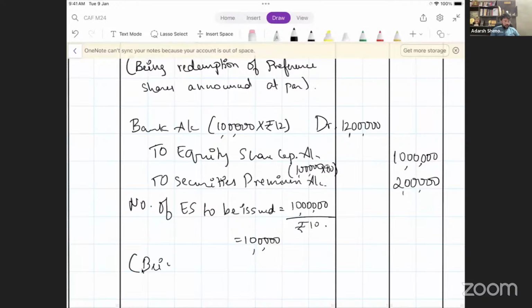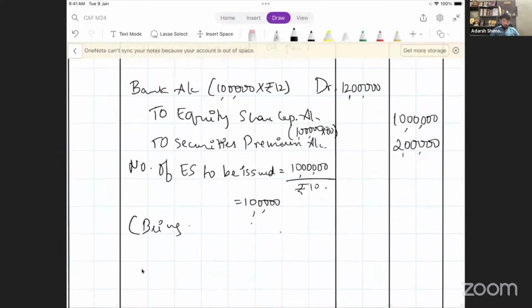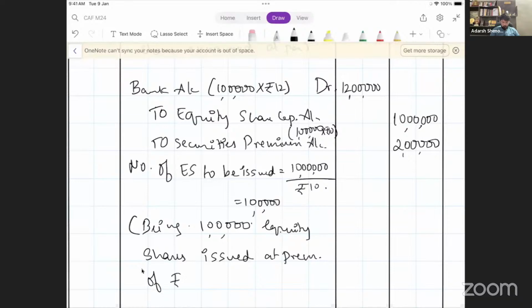Being equity shares issued at, how many equity shares you can write? Being 1 lakh equity shares issued at premium of rupees 2.